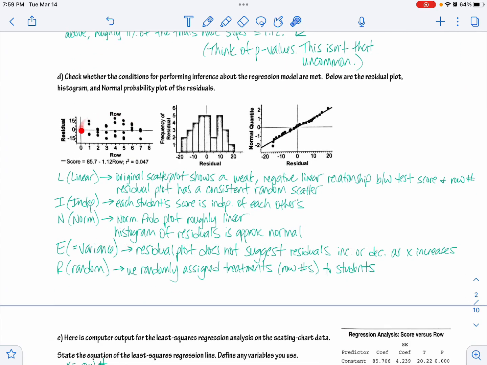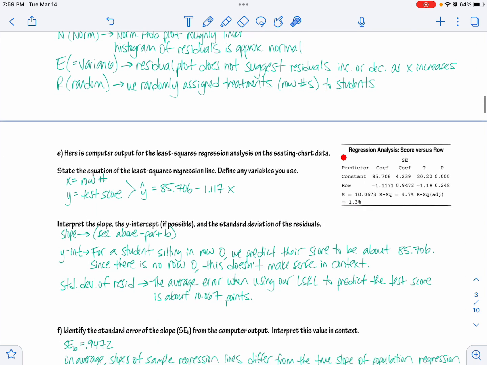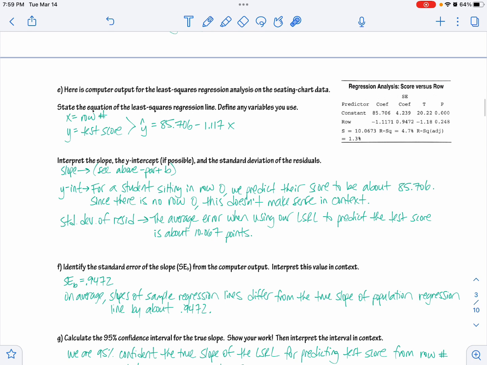Here it is. This residual plot does not look like either of those that I drew. This looks like it has a completely random scatter, and the residuals do not increase or decrease as x increases. So equal variance, I think, is good. And last but not least, usually we do this first, but because it makes an acronym called LINER, we're going to do random last. We have randomly assigned treatments. Don't just say random check. Say what is random about this, in this case, experiment, and we have randomly assigned the row numbers to the students, okay?